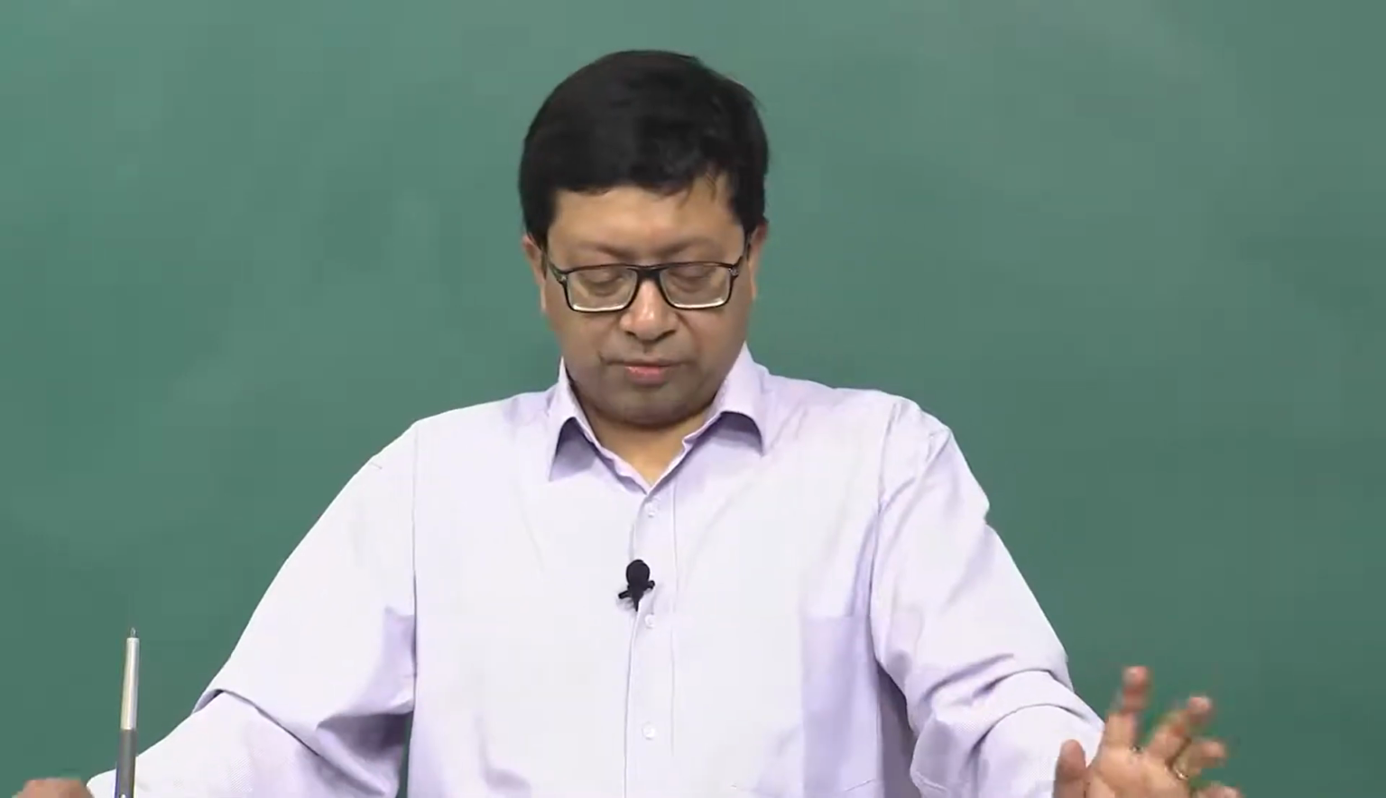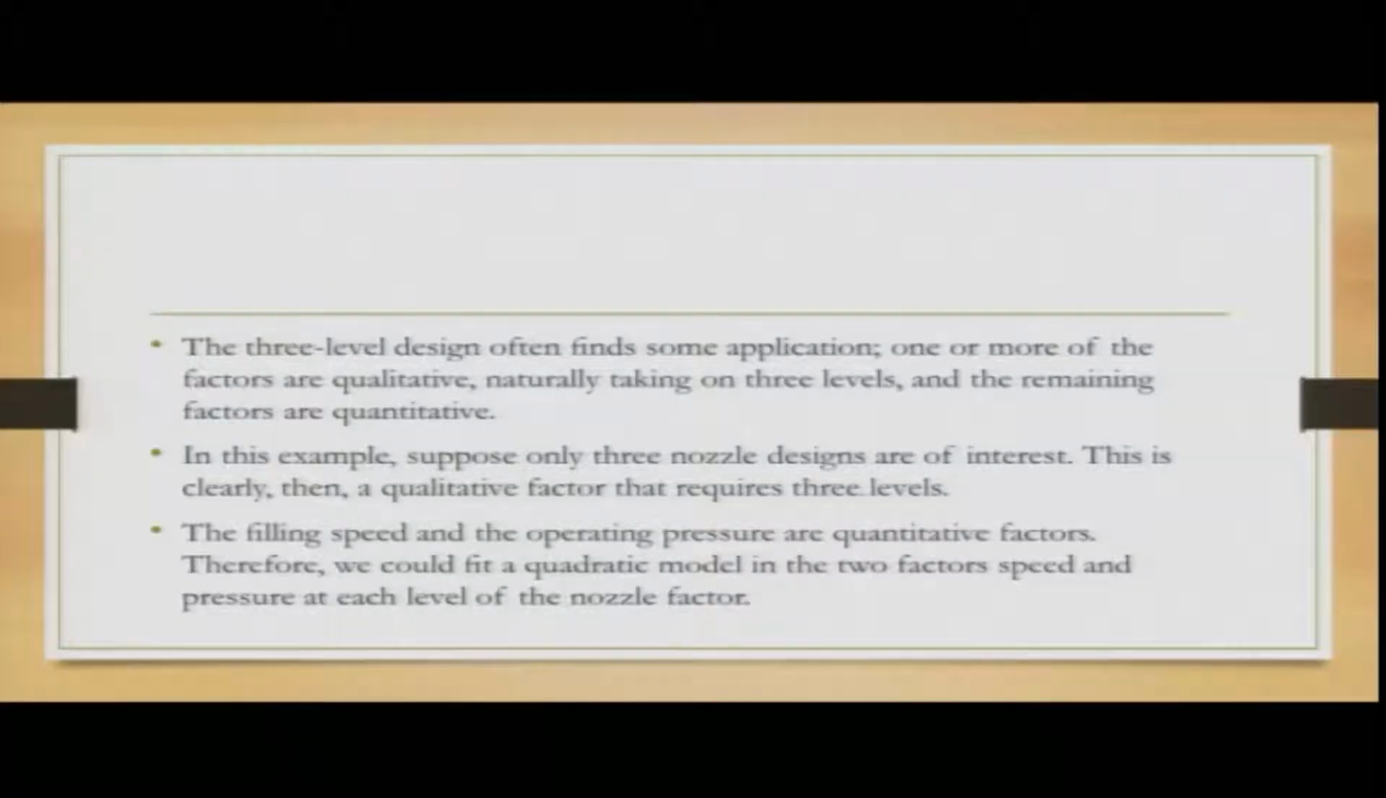The 3 level, so let me read it. The 3 level design often finds some application where one or more of the factors are qualitative, naturally taking on 3 levels, and the remaining factors are quantitative. In this example, suppose only 3 nozzle designs are of interest, this is clearly then a qualitative factor that requires 3 levels of importance. The filling speed and the operating pressures are quantitative factors, therefore, we can fit a quadratic model in the 2 factors speed and pressure at each level of nozzle factors.